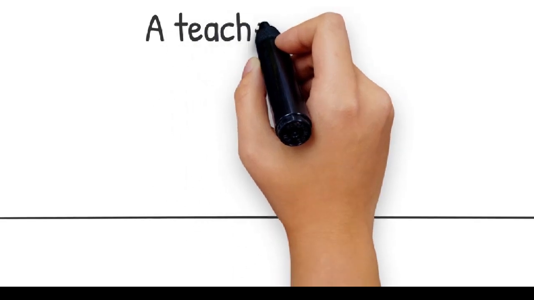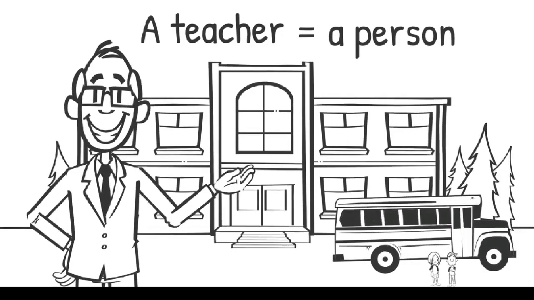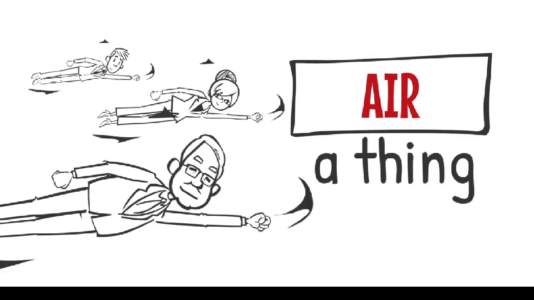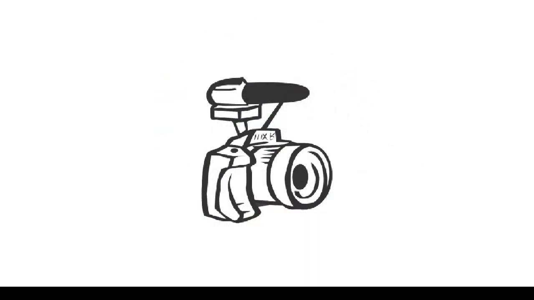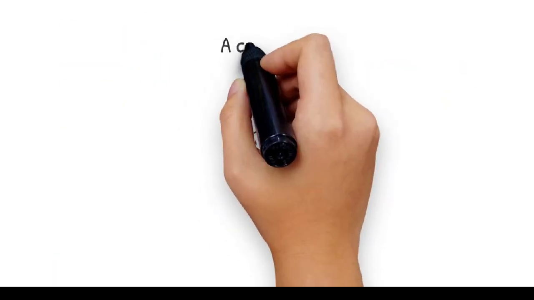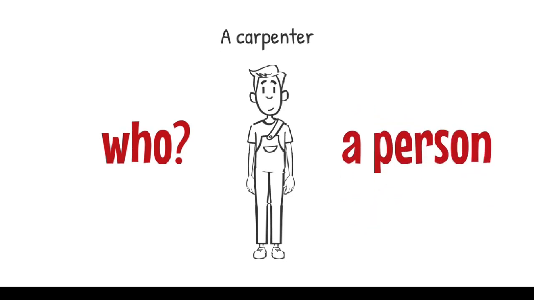A teacher is another noun. It indicates a person. Air is also a noun. It refers to a thing, although intangible and invisible. Nouns answer the question what or who. A camera is a what? It's a thing. A carpenter is a who? It's a person.